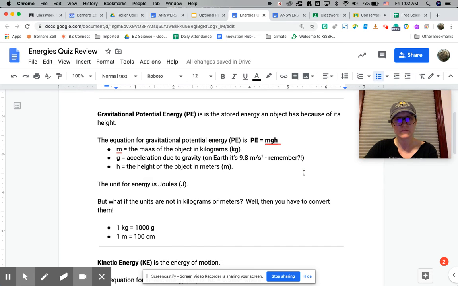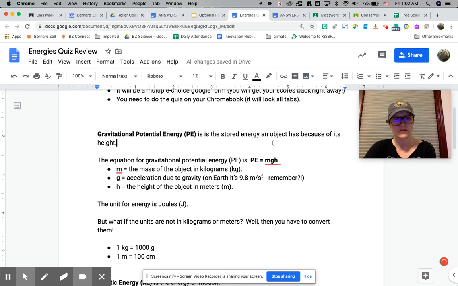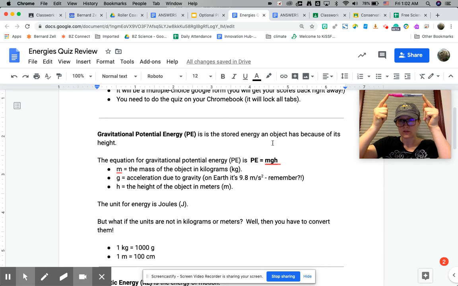So the first thing is gravitational potential energy. Gravitational potential energy is the stored energy an object has because of its height. When you think about it, remember, think about what the word potential means, like what it could do. So potential energy is that stored energy. Right now, this pink Sharpie has stored energy because I am holding it up, because of its height. The higher it is, the more gravitational potential energy it has, the more energy it has in store.